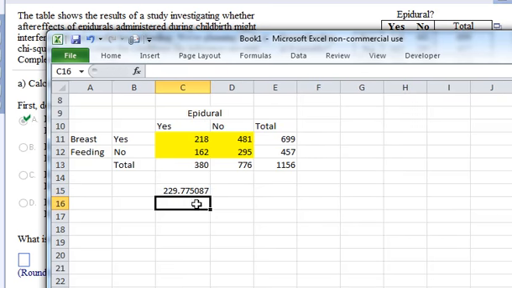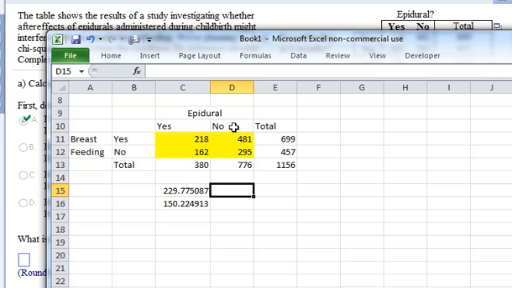Okay, and then we do the same thing for the no. We do the total no's to figure out the percentage of no's out of the total for breastfeeding. So right here we'll do equals this row total divided by the whole study total, and then we're going to multiply that by the yes total for epidural. So that would be our expected number for the yes to epidural and no to the breastfeeding.